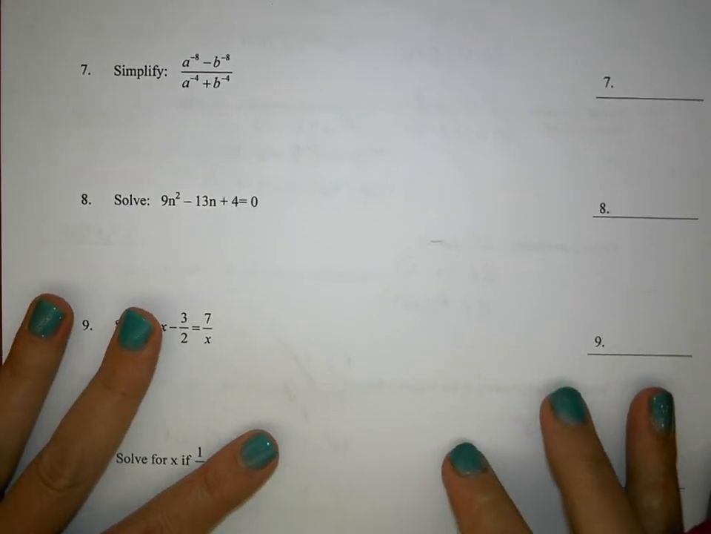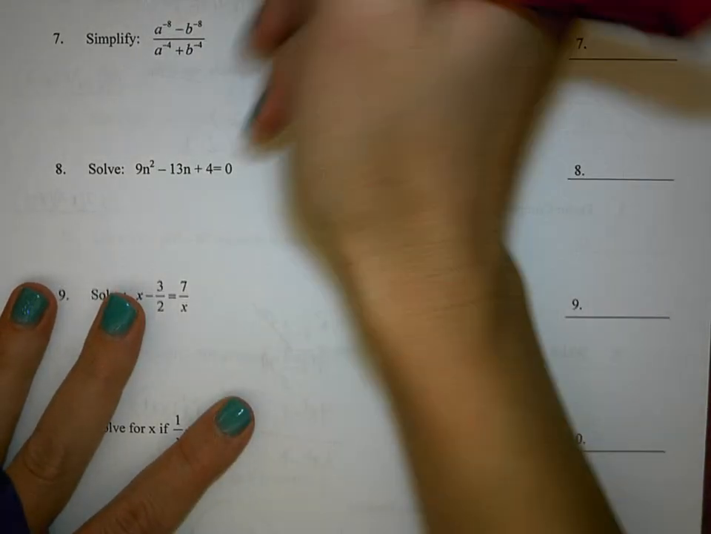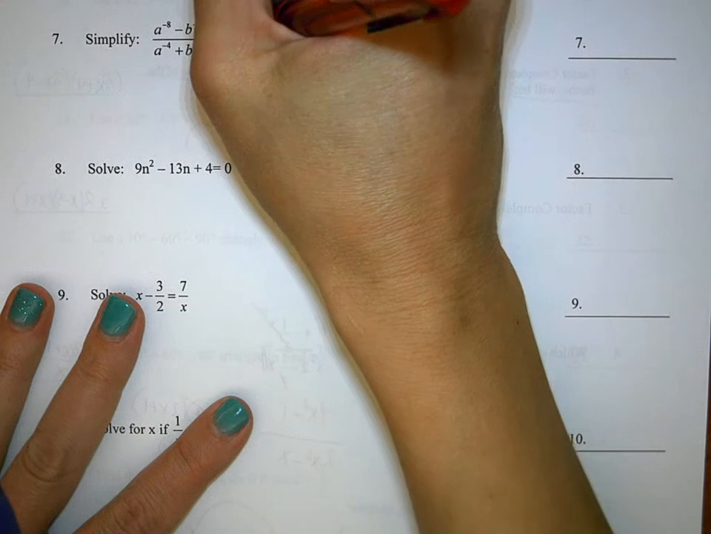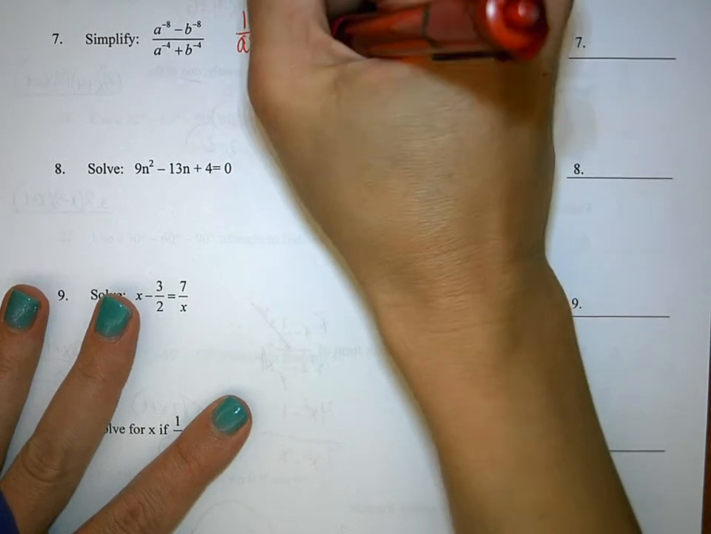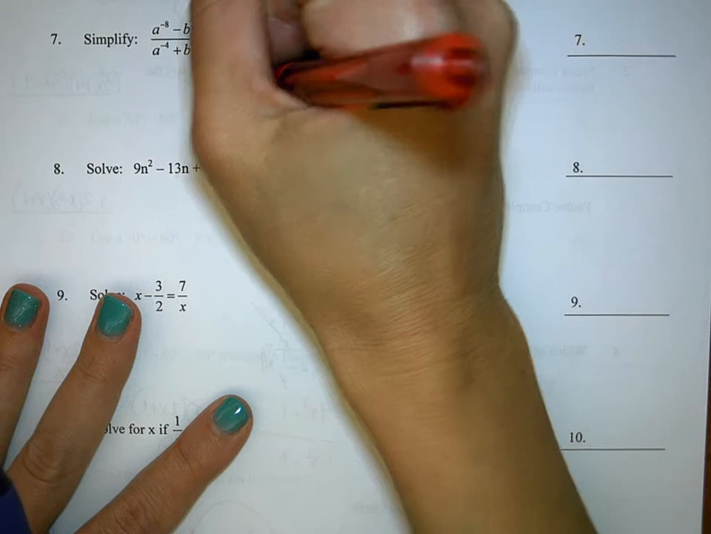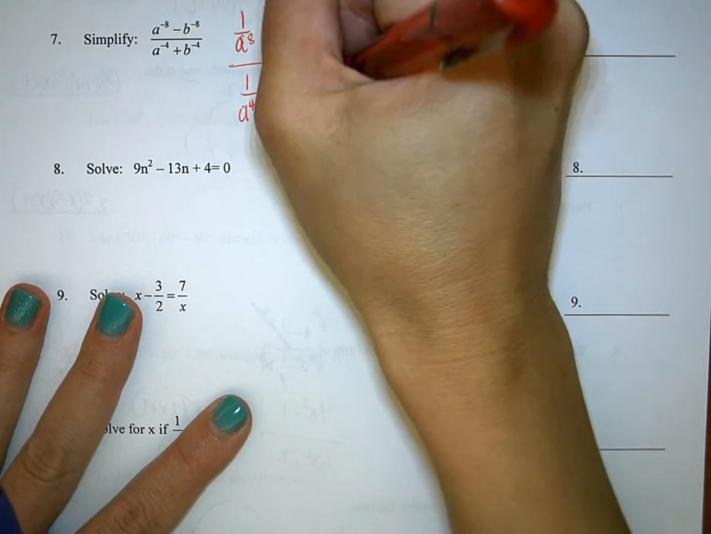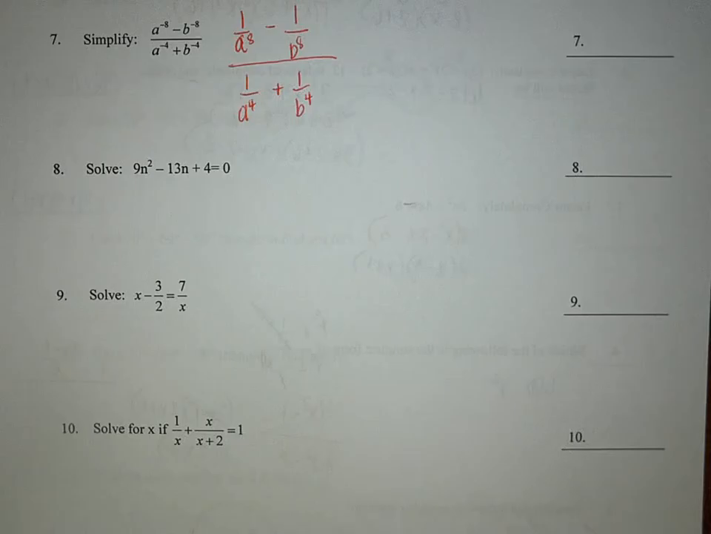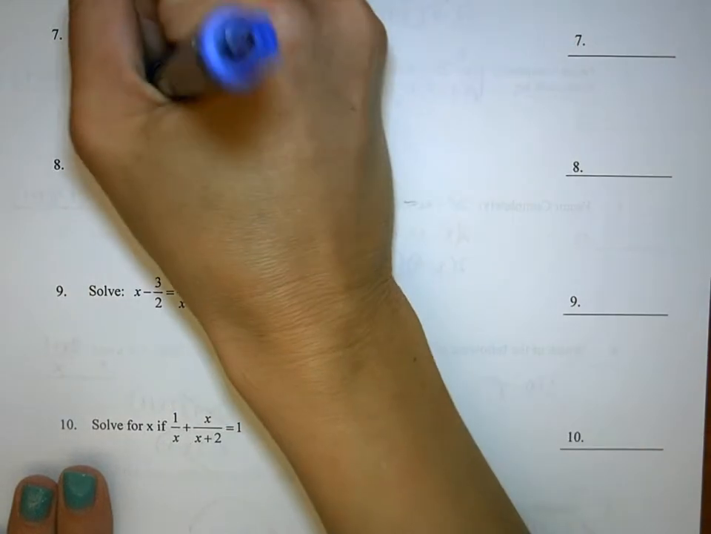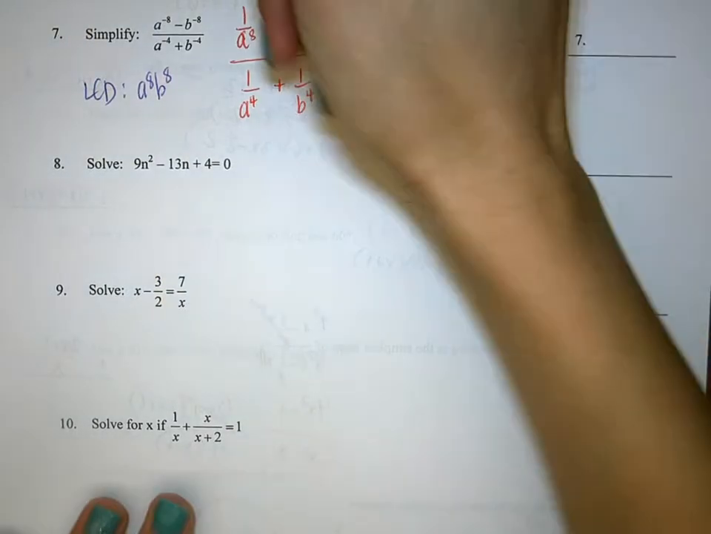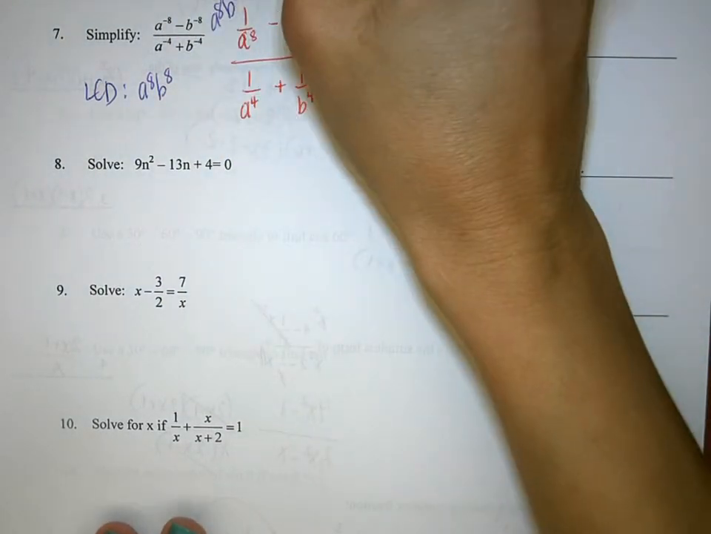All right, number 7. How will I write this? 1 over a to the 8th minus 1 over b to the 8th, over 1 over a to the 4th plus 1 over b to the 4th. Good, very good. Okay, so what would be my LCD on this problem? Good, a to the 8th and b to the 8th. So on this one, I'm going to write it next to every term because we have fractions on both the top and the bottom.